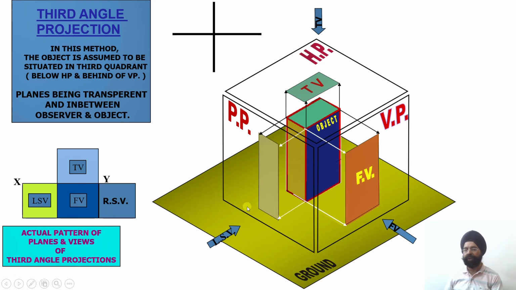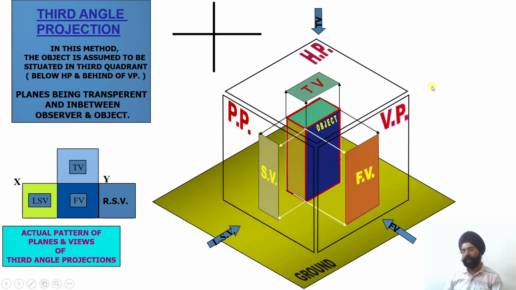Now once I am looking from the left side, I am going to obtain the profile plane projections on the left side only, not on the right side. The projections have been obtained on the profile plane which is located on the left hand side. So this will be opened on the left hand side. So the left side view will be drawn on the left side in the third angle projection.